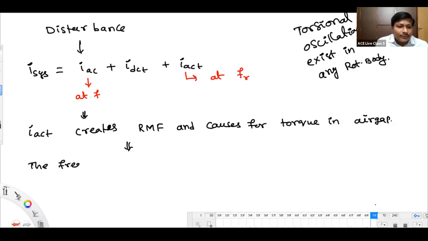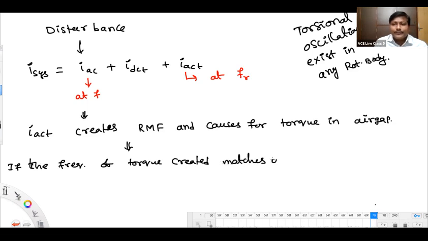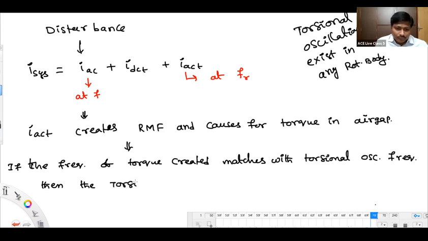If the frequency of the torque created matches with the torsional oscillation frequency, then the torsional oscillations will grow.